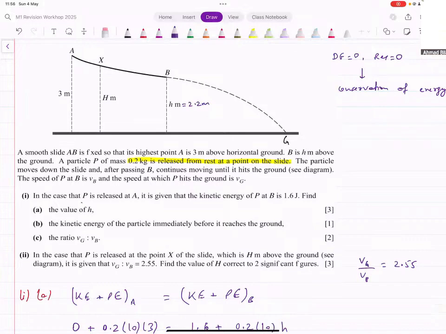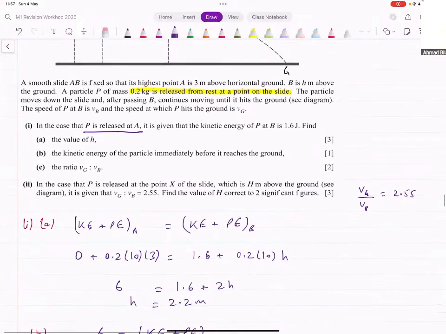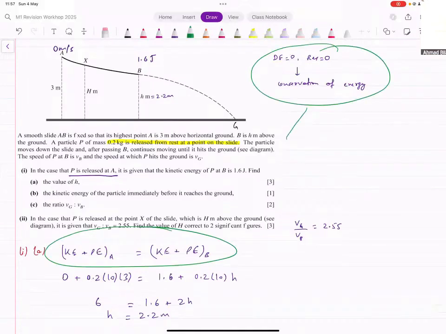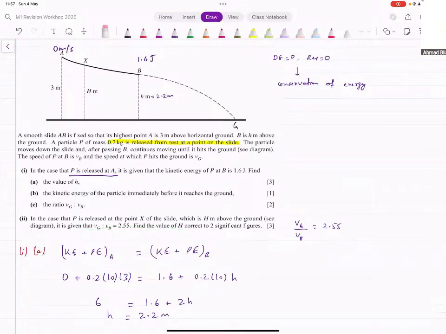So they're saying P is released at the point A. It's released from rest. Now, we have to find the value for H such that the kinetic energy of P at B is 1.62. So all we do is find the total energy at the point A, find the total energy at the point B, kinetic plus potential, equate them. Since the energy is conserved here, there's no driving force, there's no resistance. So energy is conserved at every single point of this journey. The total energy is going to be the same, right? So we use that to find the value of H there.